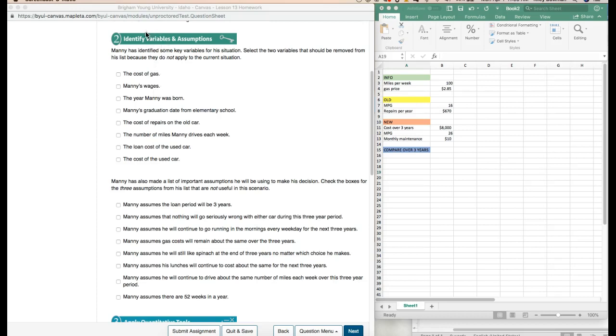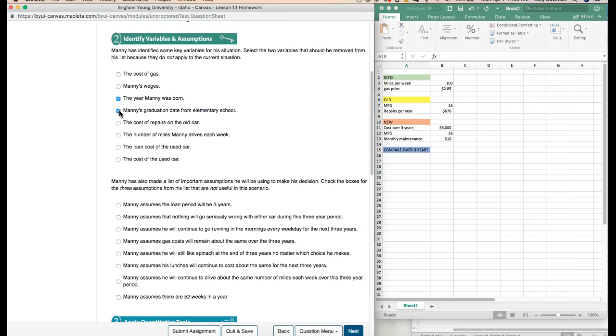So that's the variables portion of it. The year Manny was born. That doesn't really help us in this current situation. I don't need to know that. Remember, we are looking at the 2 cars and just those 2 cars, and what will happen in the 3-year time frame. Manny's graduation date from elementary school is also not something that's going to be helpful in this current situation.